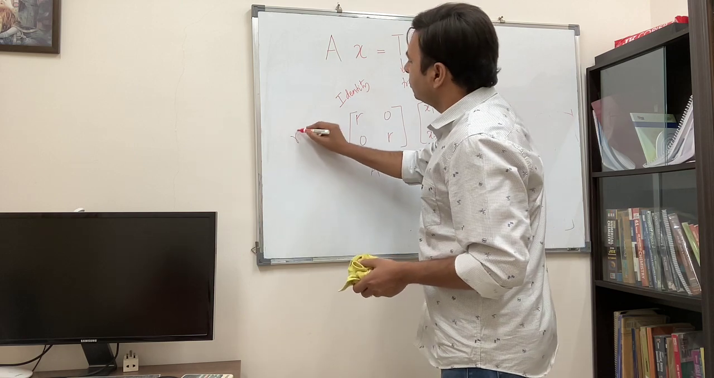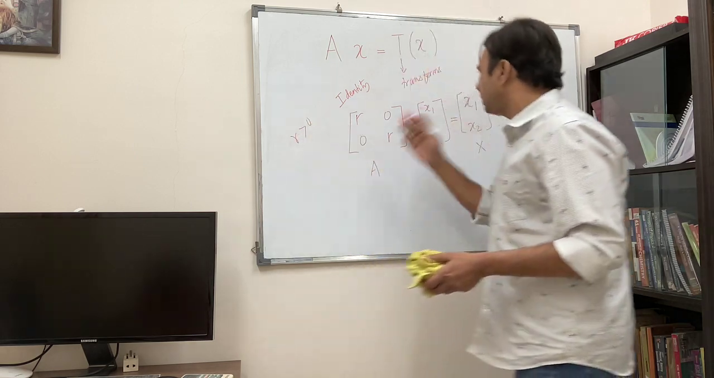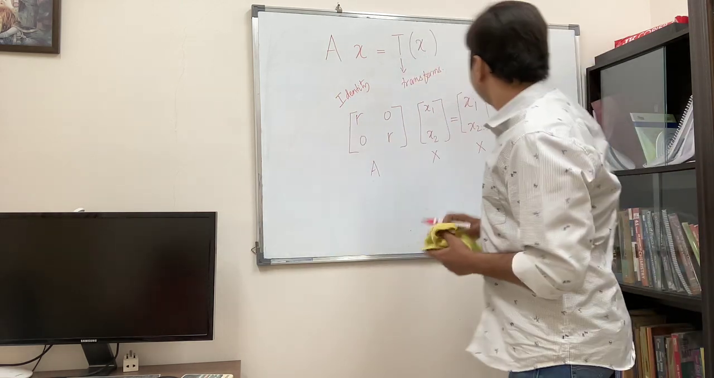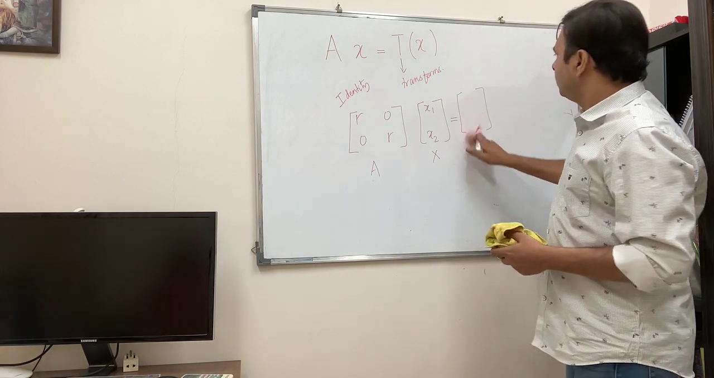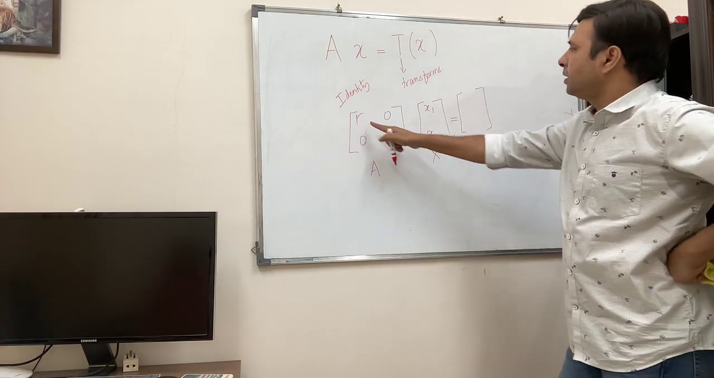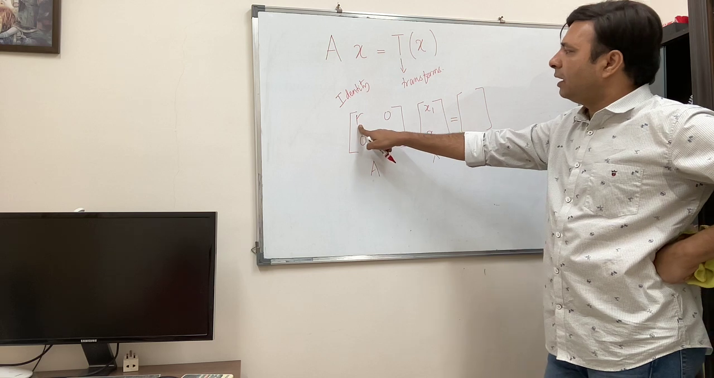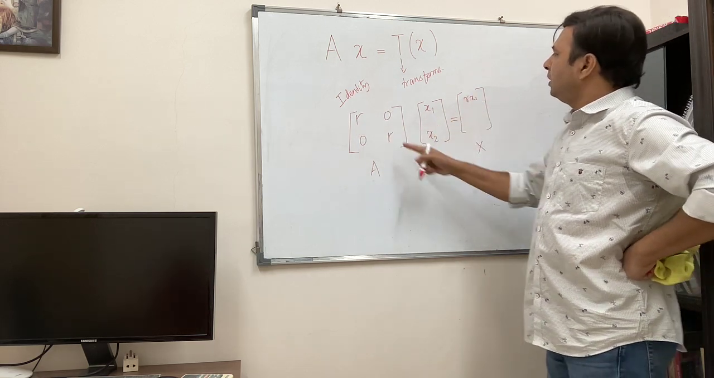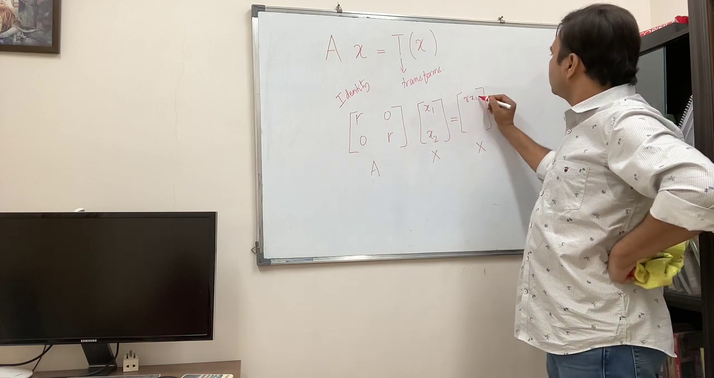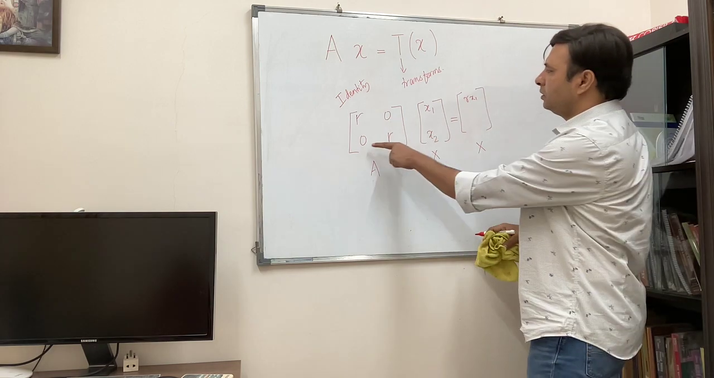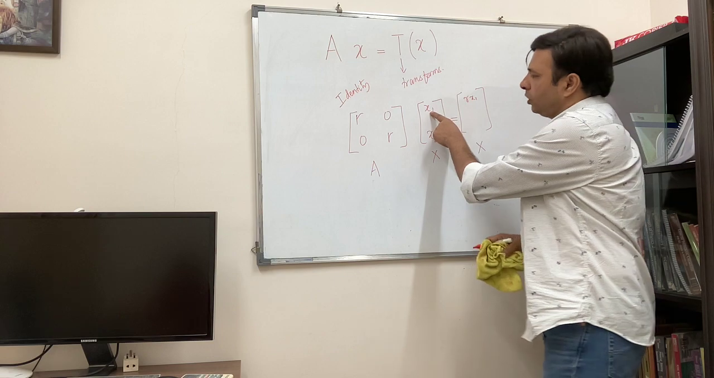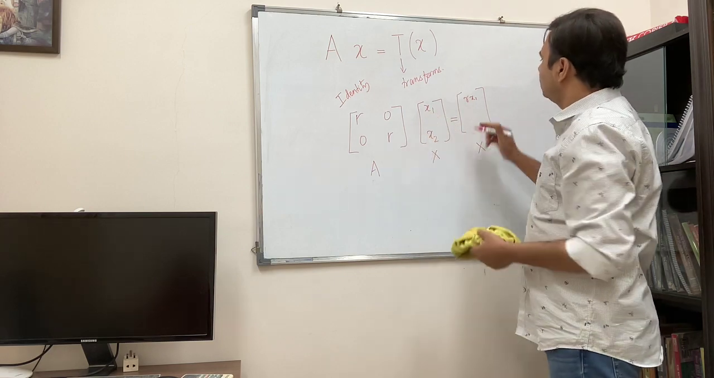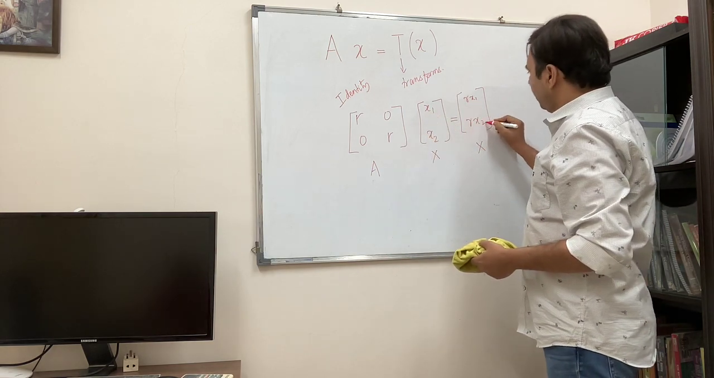to 1. So let's say some R greater than 0, or less than 0 is also fine. What will happen now? What is the multiplication? R times x1, R x1. 0 times x2 is 0 x2, so we don't need to write anything. 0 times x1 is 0, R times x2 is R x2.